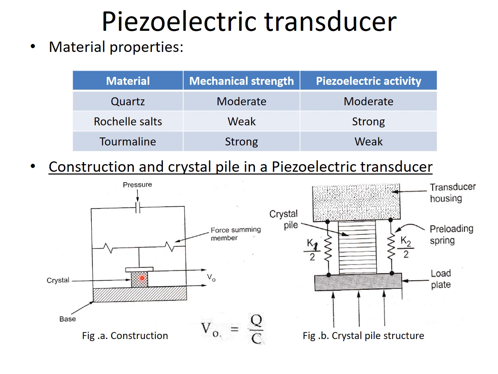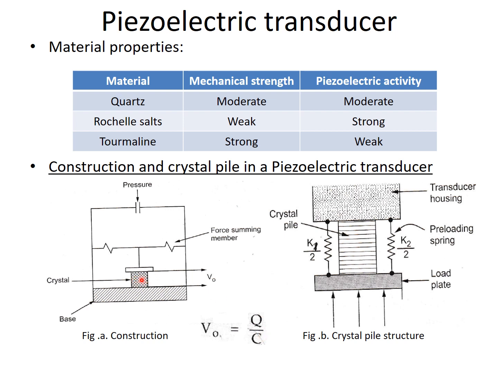So this is a crystal placed in a base, connected to the electrode and connected to the force summing member. The force summing member is the one used to give the respective force in such a way that the crystal should not break. Once the pressure has been given, a deformation automatically happens, so it will generate an electric potential. That electric potential can be measured. V0 will be equal to Q by C, where Q is the charge and C is the capacitance.